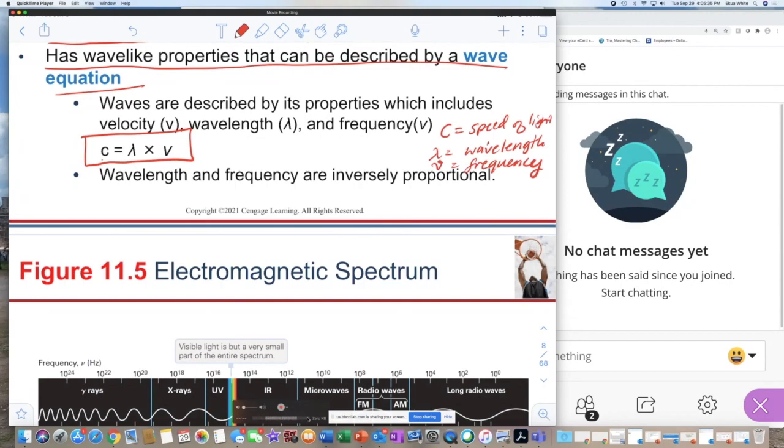Each wave tends to have a speed. Each wave tends to have a wavelength. Each wave tends to have a frequency. So these are related like this. The speed of the wave is equal to the wavelength times the frequency right here. And then we're being told wavelength and frequency are inversely proportional.